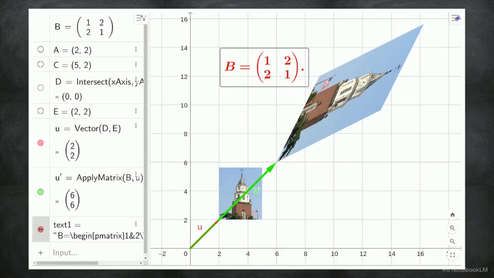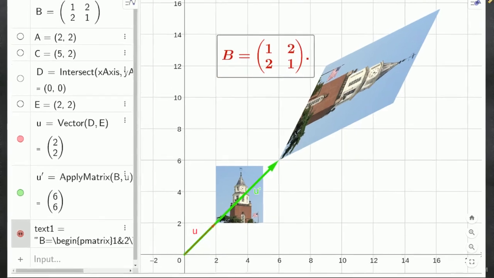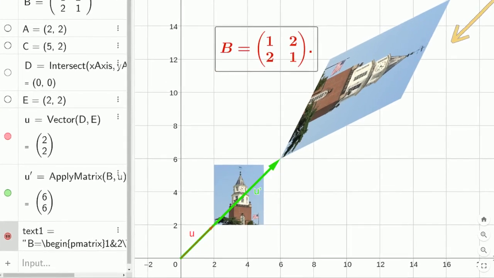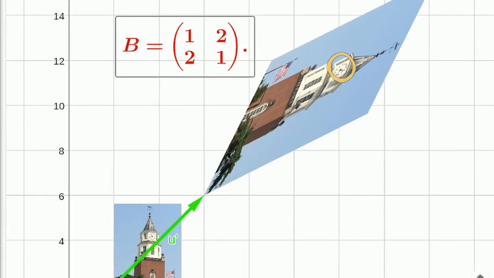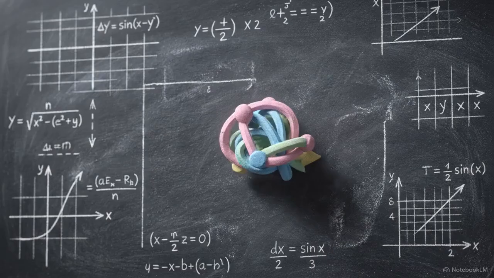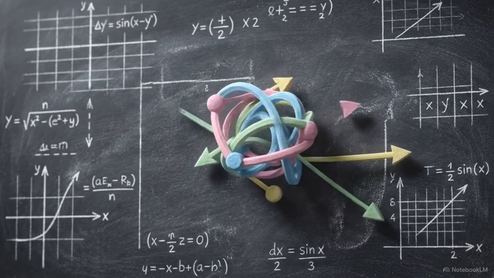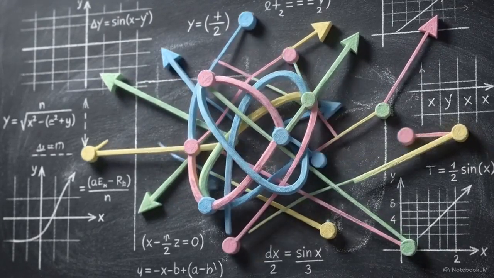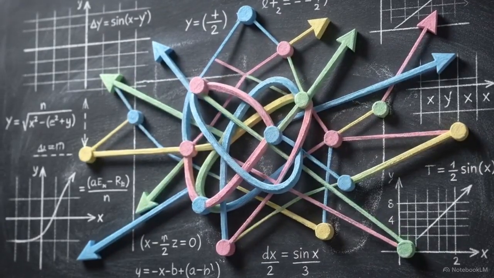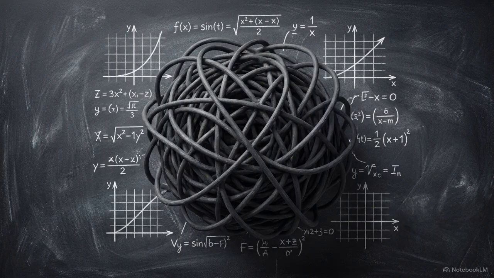This interface shows matrix B stretching the grid and skewing the clock tower. Look at the horizontal and vertical axes pulled off their original gray pathways. The x and y variables no longer act independently. They are mixed together. This mixing process looks chaotic. When every coordinate moves relative to every other coordinate, predicting the final state of the system becomes a massive challenge, requiring us to track a tangle of interconnected variables.